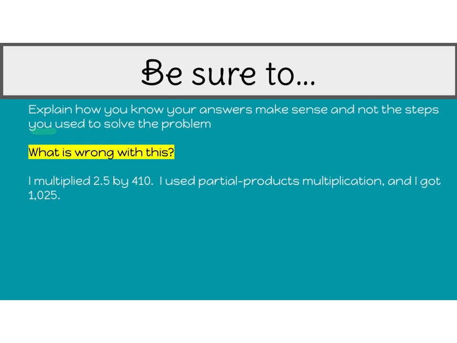When you are asked to explain how you know your answers make sense, you need to make sure that you're not giving me the steps you use to solve the problem, because that doesn't really explain why your answer makes sense. So let's take a look at an example. What is wrong with this? I multiplied 2 5/10 by 410. I used partial products multiplication, and I got 1025.